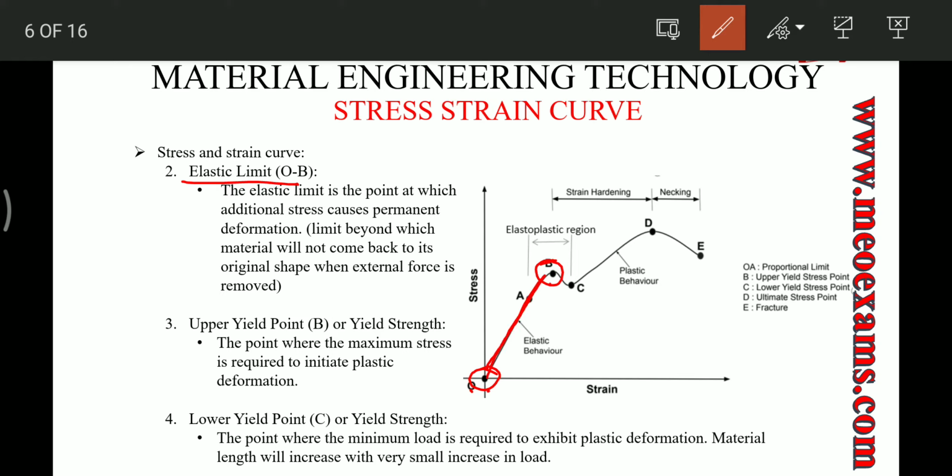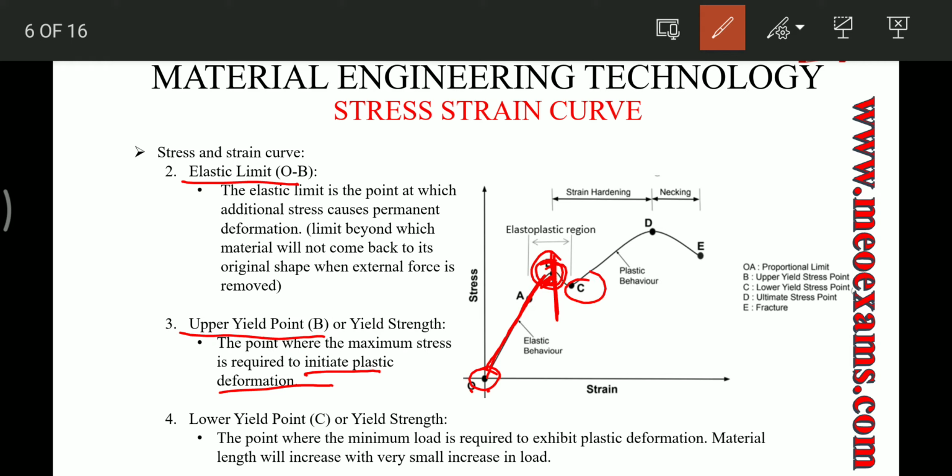It means that if the load is applied up to B or just before B, then the shape of the body will be recovered. But if the load is applied beyond B, then the original shape will not be recovered. Then this point B is called the upper yield point, where the maximum stress is required to initiate plastic deformation. Okay friends, so point B represents the upper yield point, that is the maximum stress required for initiating the plastic deformation.